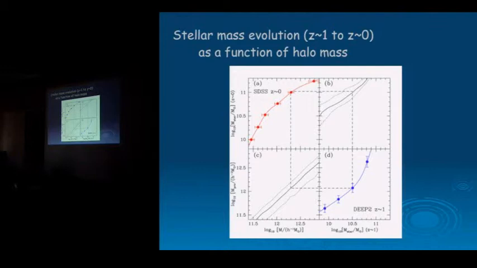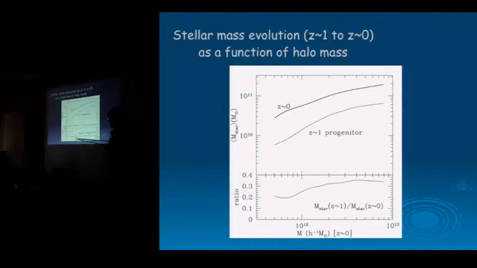We can see this more clearly if I put it this way. Here is the present day halo mass. As a function of halo mass, I know the mean stellar mass inside the halos. That's the top curve. This lower curve tells me, for these halos, the amount of stellar mass inside their progenitor halos at redshift 1. And the ratio of the two tells me, as a function of present day halo mass, the fraction of stars in the central galaxy that has been in place at redshift 1.